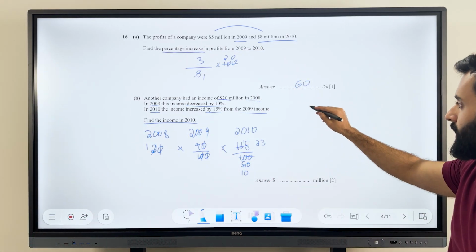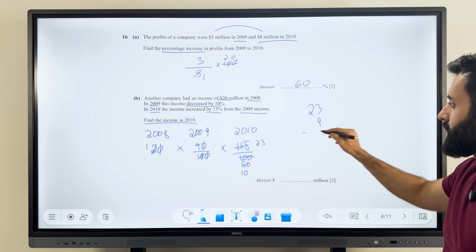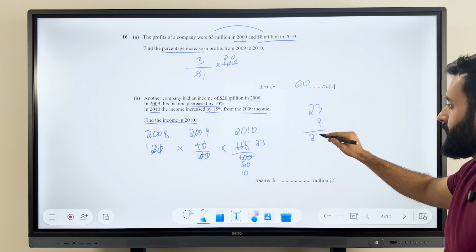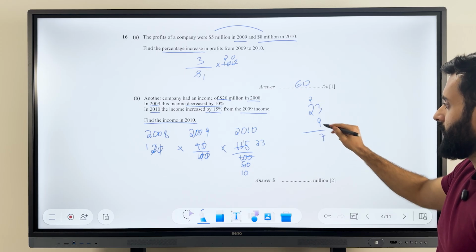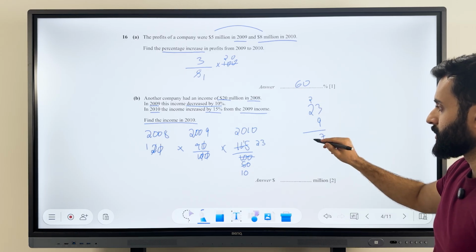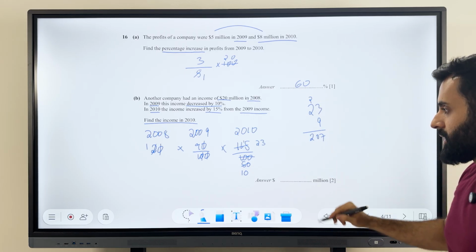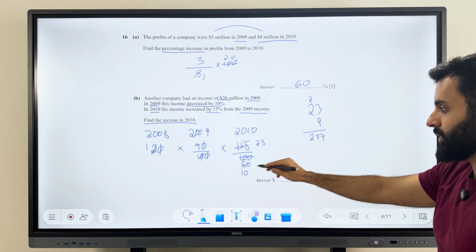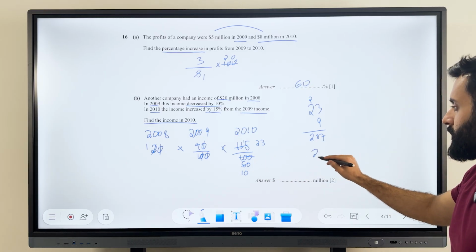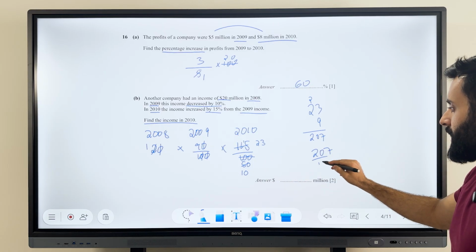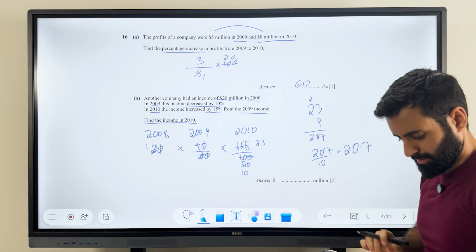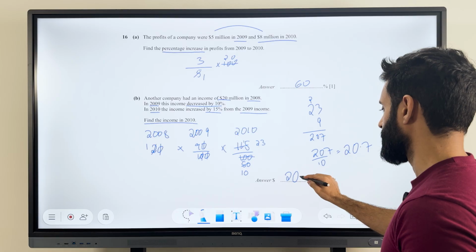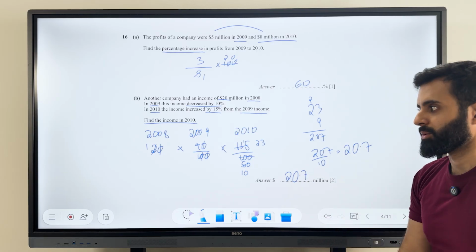So let's work out 23 times 9. 9 times 3 is 27, and 9 times 2 is 18. 18 plus 2 is 20. So that means 207. And remember, we still have a 10 in the denominator, so it's 207 divided by 10, which is equal to 20.7, and that's the final answer. Yep, there you go. 20.7 is the income in 2010.